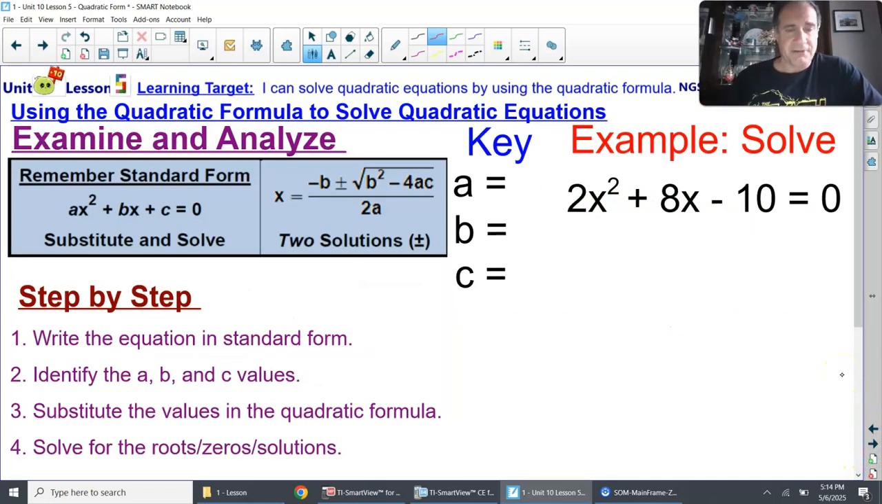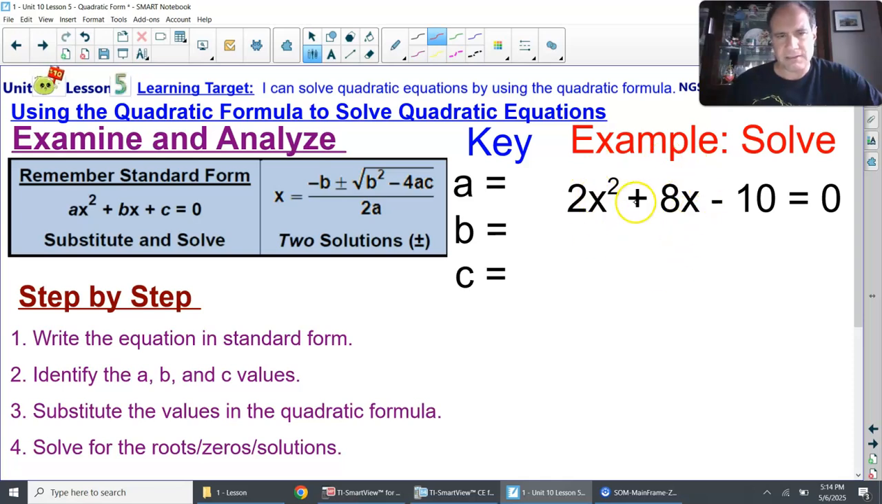So here it is. We are going to solve for this right here. Almost impossible to set up and factor, and we're not going to factor this into two binomials. We're going to use the quadratic formula. So the quadratic formula, we are going to put x equals -b plus or minus square root of b squared minus 4ac over 2a. And a step-by-step, which is right here: write the equation in standard form.